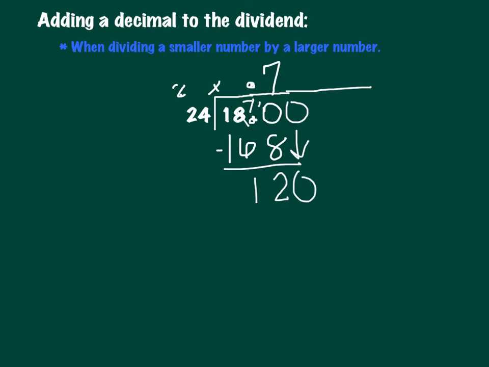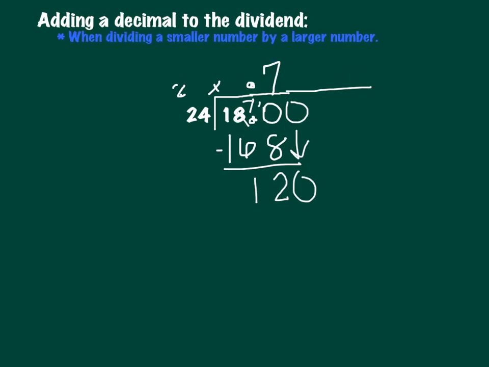Now 24 goes into 120 5 times. 5 times 4 is 20. Carry the 2. 5 times 2 is 10 plus 2 is 12. 0. So your answer is 75 hundredths.